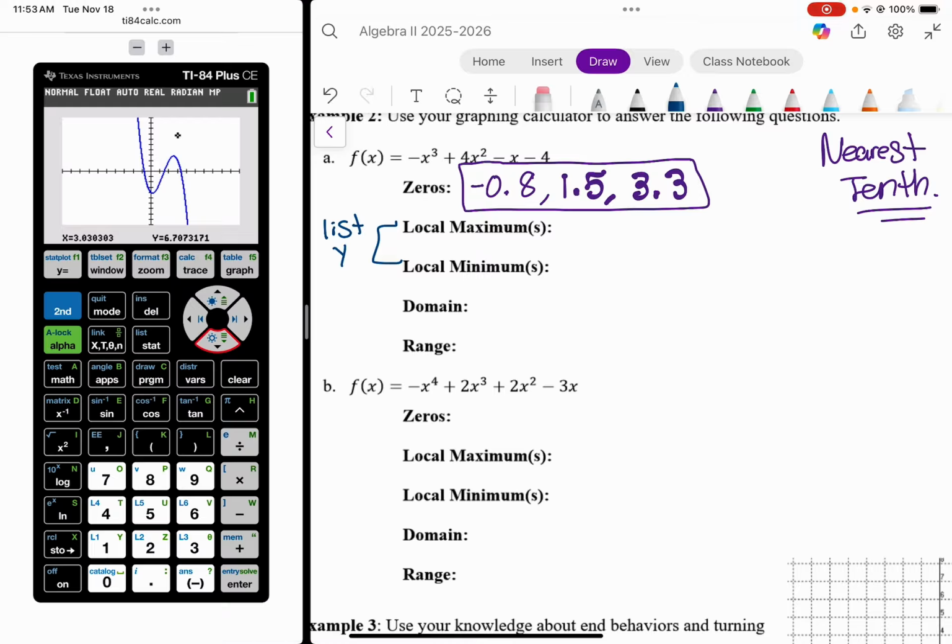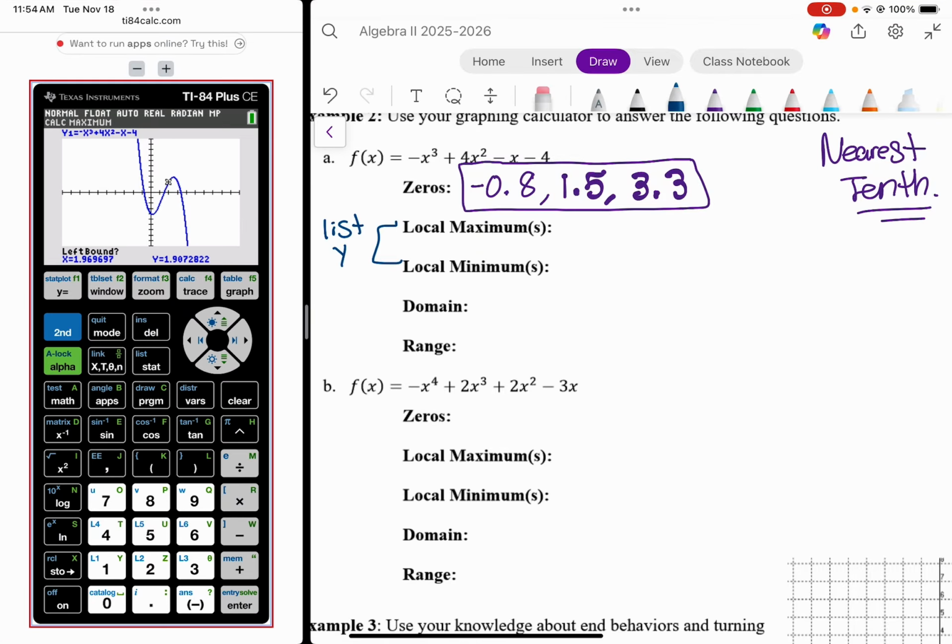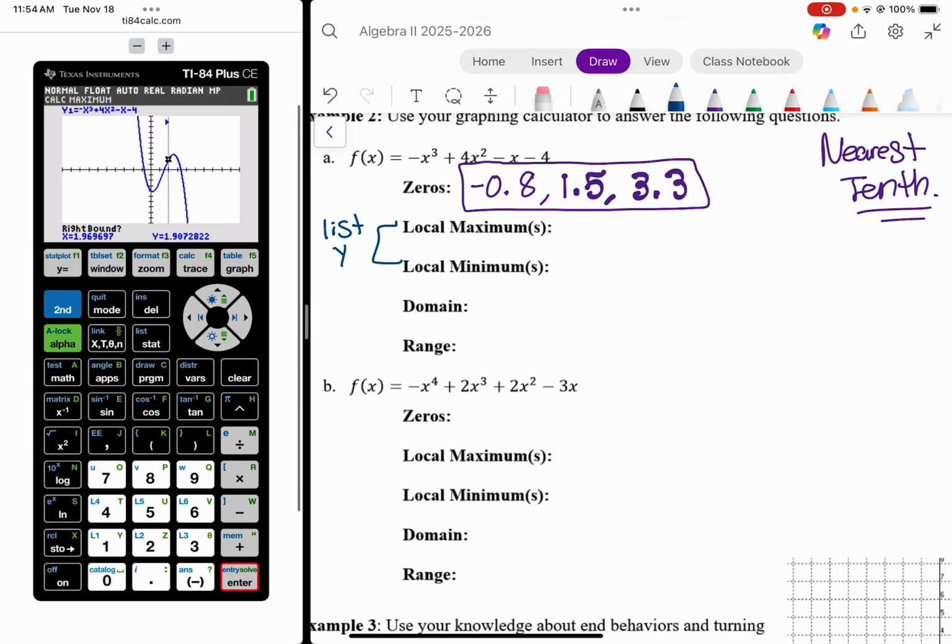To calculate those, it's the same starting step as the zeros. You hit second and then trace. And you're going to see at number 4, it's the maximum. So you're going to push number 4. And just like when we find the zeros, we have to go to the left and then the right. So we're going to go to the left side of that maximum and hit enter. Then you're going to go to the right side of that maximum, so on the right side of the hill, and hit enter. You don't have to take a guess, and then it gives you your maximum.